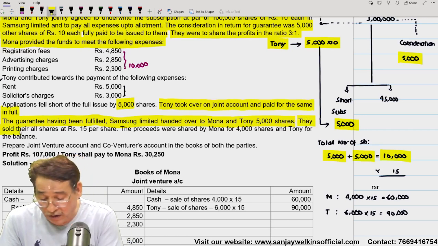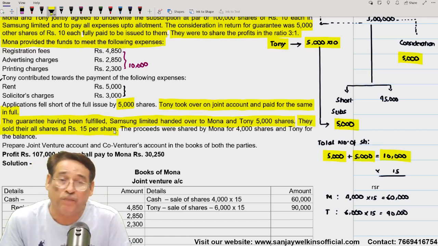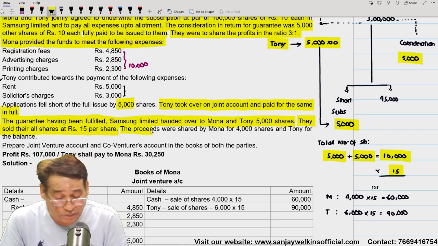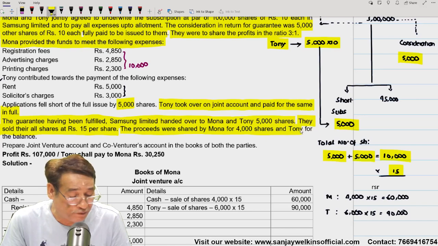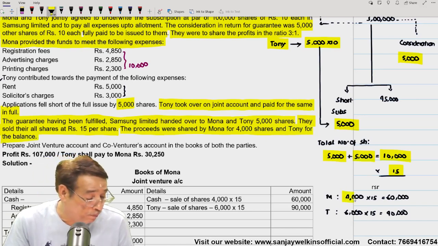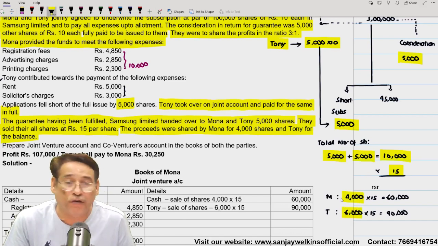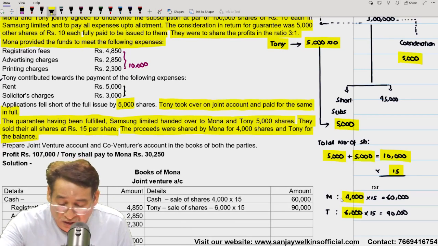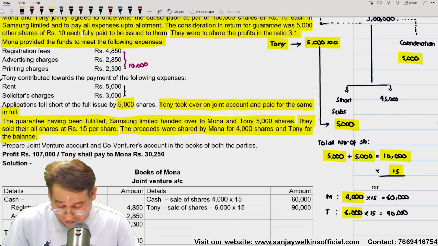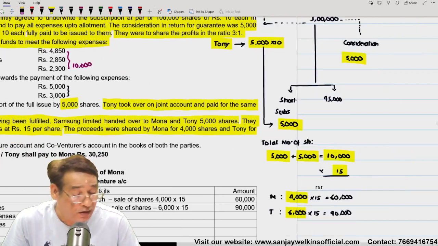They sold all the shares at rupees 15 per share. So all the shares have been sold at the rate of 15. The proceeds were shared by Mona Limited for 4,000 shares and Tony for the balance. As I told you, proceeds have been received by Mona for 4,000 shares and Tony for 6,000 shares. So this is the question. A similar sort of question which we did under the joint banking method, if you remember. Correct?